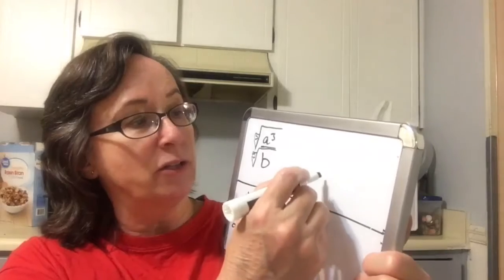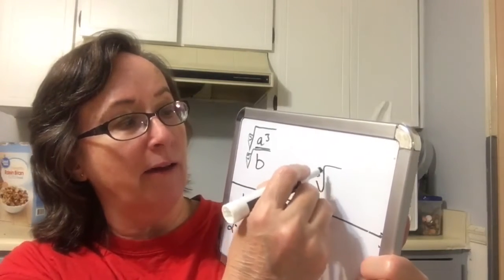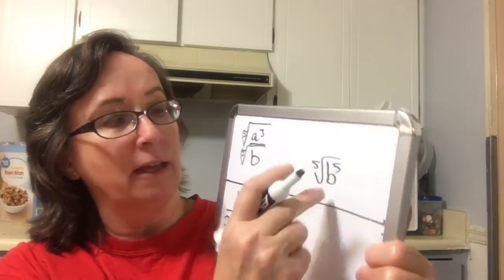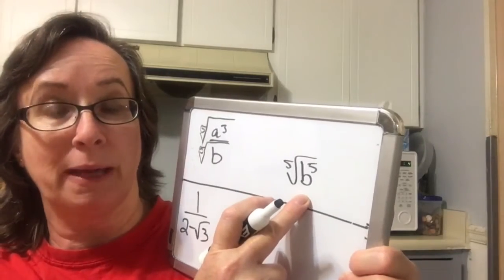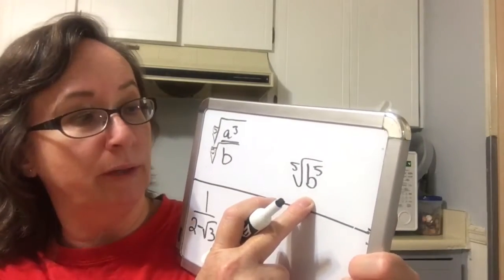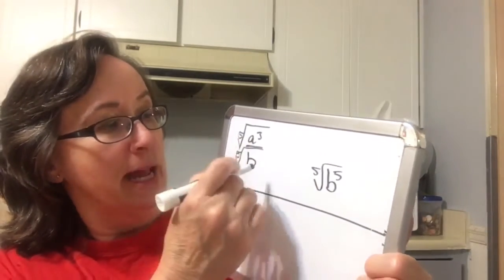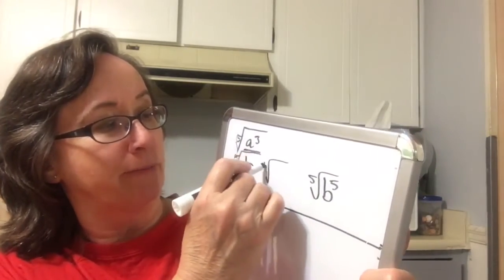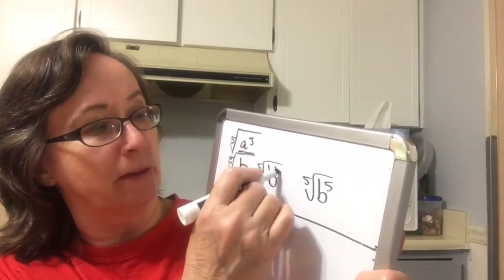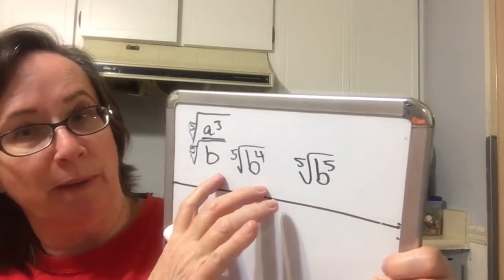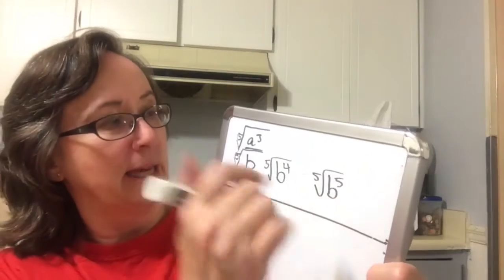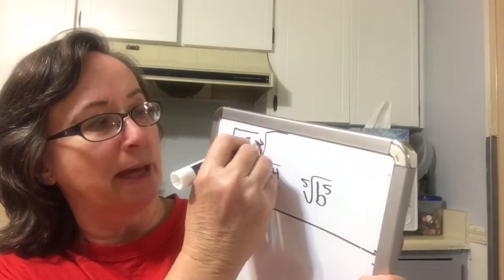So I'm trying to get to the 5th root of b to the 5th, because the 5th root of b to the 5th would be a perfect root of a perfect power. I'm going to multiply by the 5th root of b to the 4th, because those two multiplied together would complete this. And of course, I always have to multiply by 1.